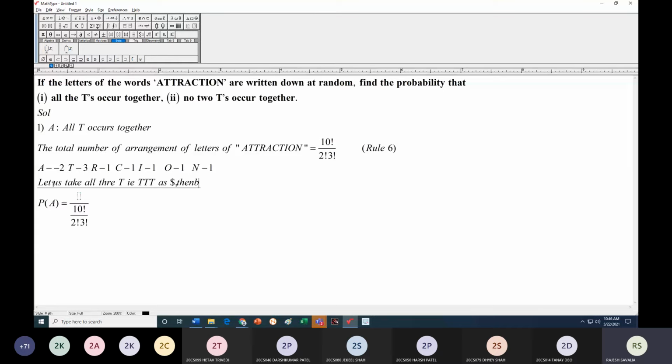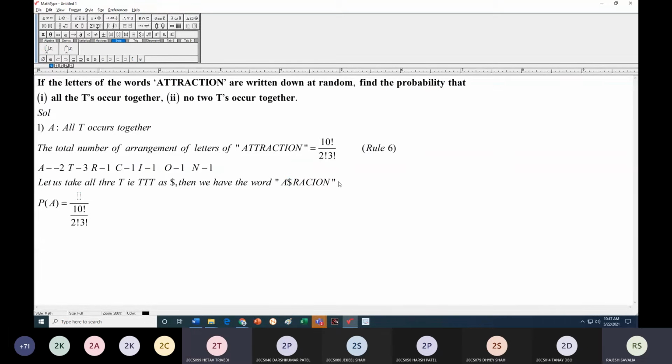Then we have the word A, next dollar, all T are together, RACTION. Any doubt? All T as dollar sign. So Sir, that last T will not come. Remove this T. So whenever dollar occurs, that dollar shows 3 T's. Is it okay?